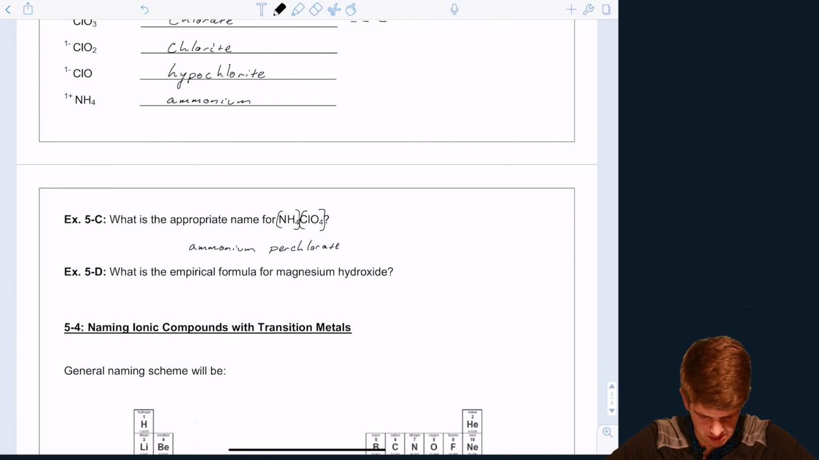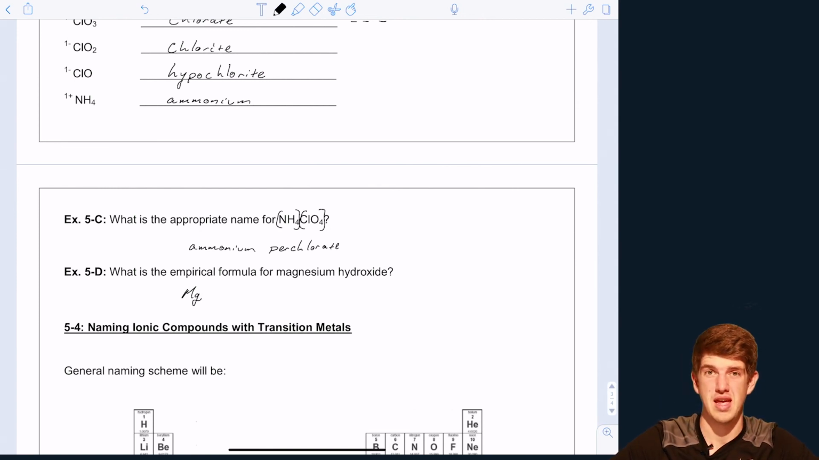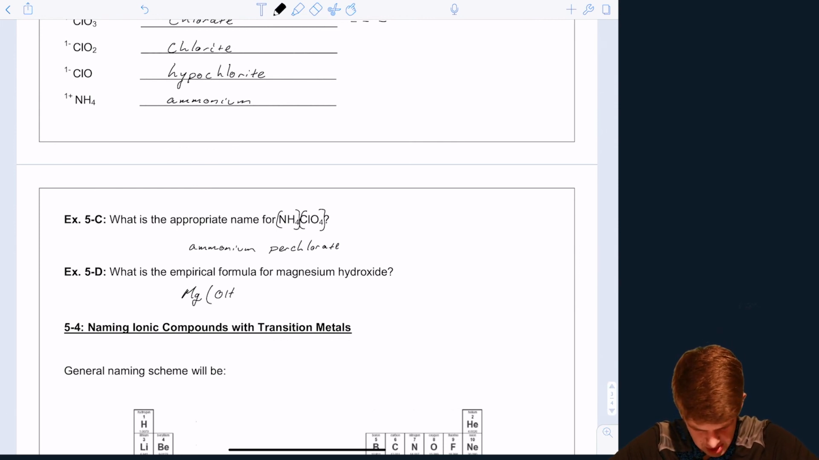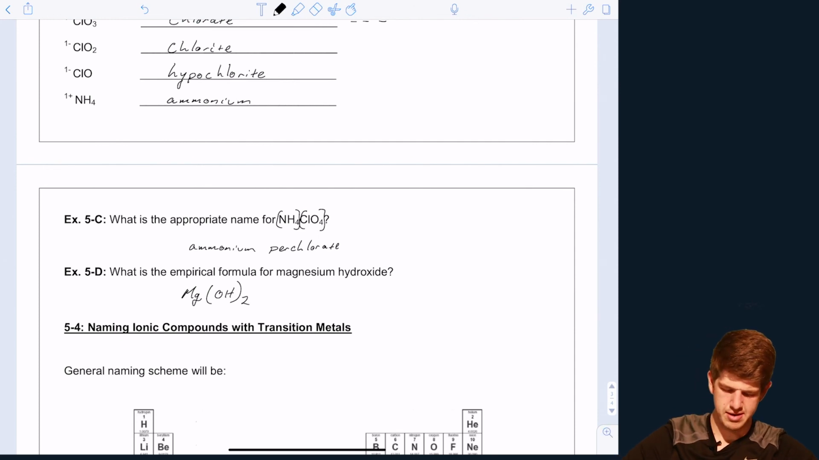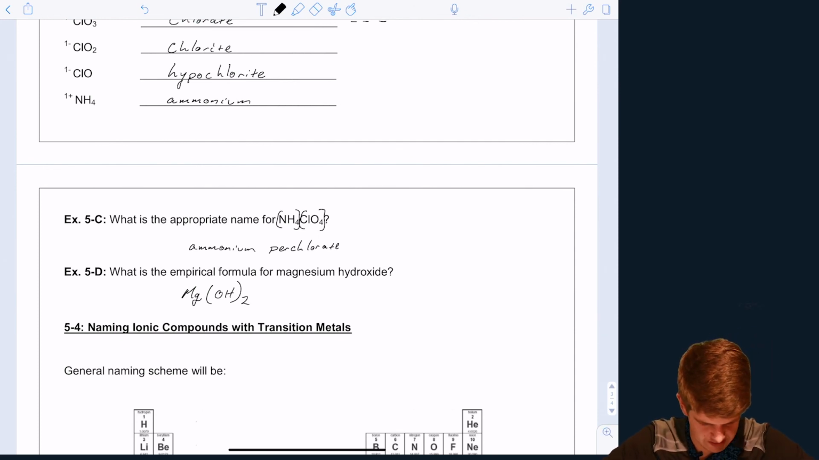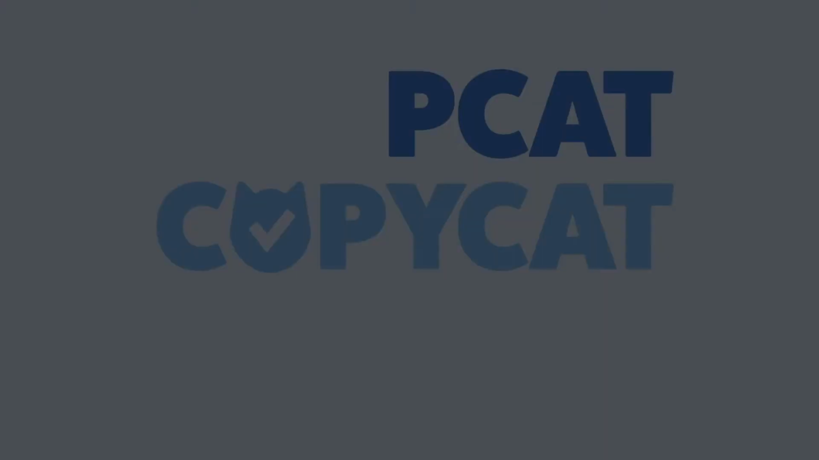And then, what is the empirical formula for magnesium hydroxide? Hydroxide is OH, and that's just Mg. And then Mg forms what charge? A +2. So it's not just MgOH, it's Mg(OH)2, because you need 2 minuses to balance out the +2 charge on magnesium.